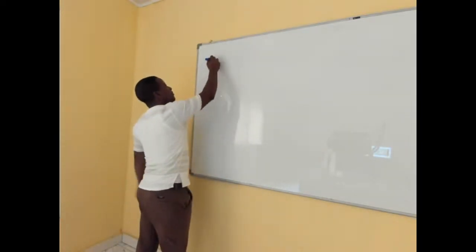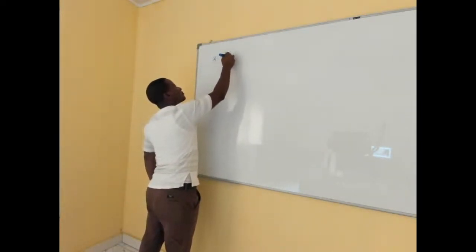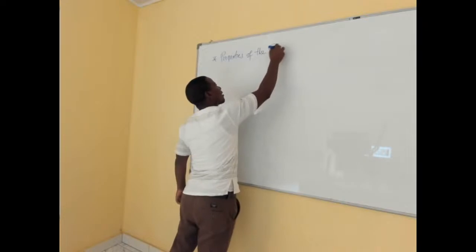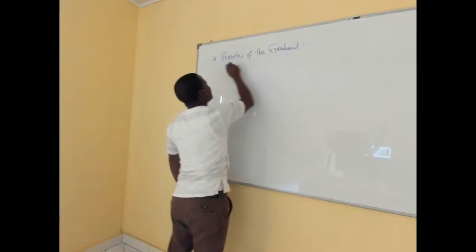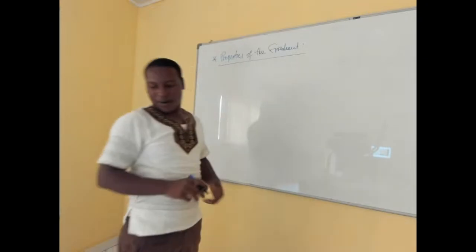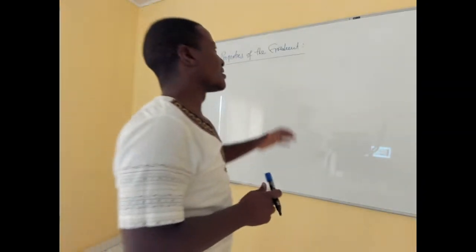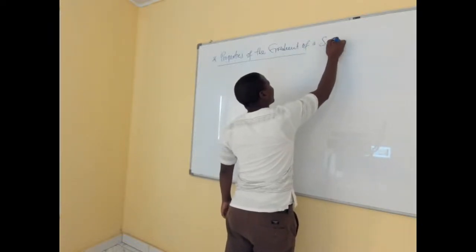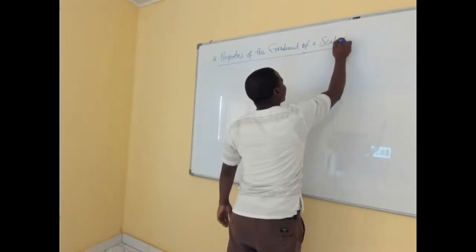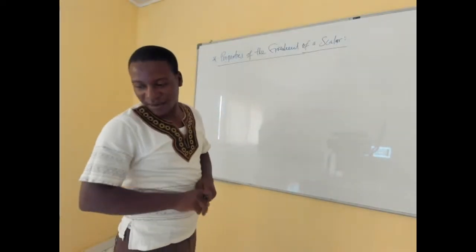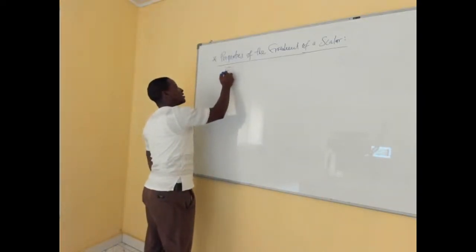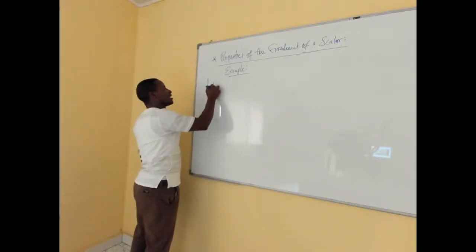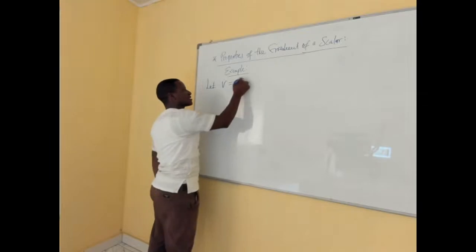Now, let's look at some properties. Properties of the gradient. In other words, what we are saying is this is the gradient; you have to specify it. The gradient of, say, a scalar. So immediately we take that as an example, and look at the properties. Let V be equal to a scalar quantity.